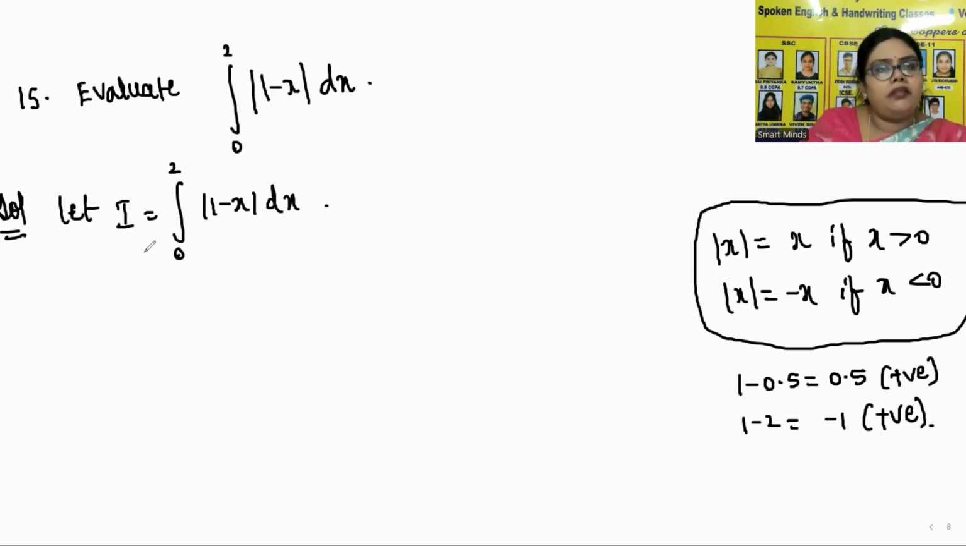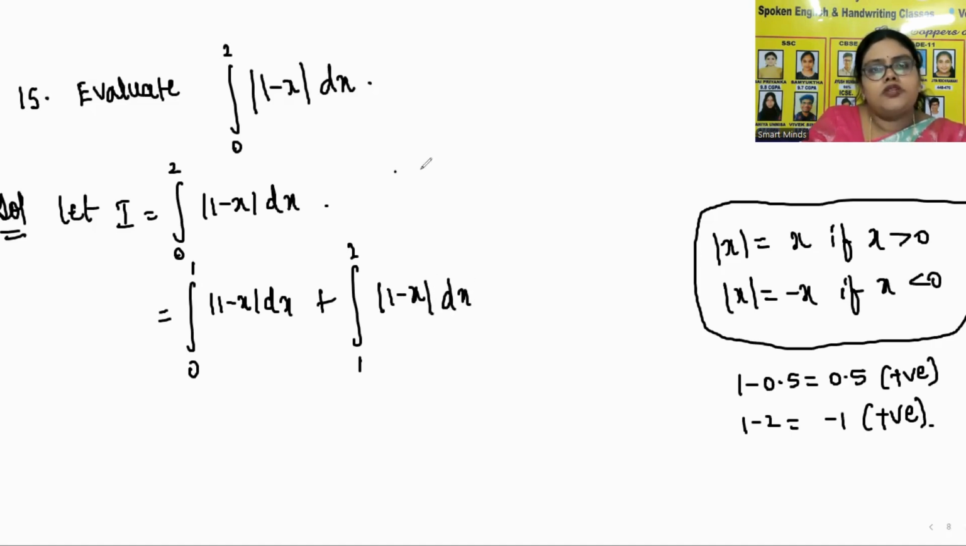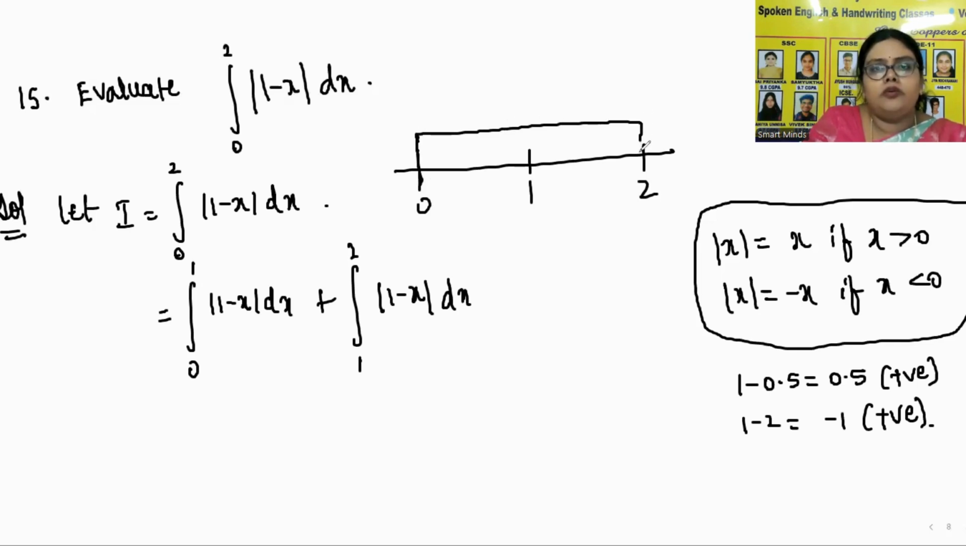Okay, so we can break this integral into 2. Like how can we break? From 0 to 1 plus, again, 1 to 2. Understood? See, if this is a number line, this is 0, this is 1, this is 2. Instead of writing 0 to 2, we are breaking this as 0 to 1 plus 1 to 2.